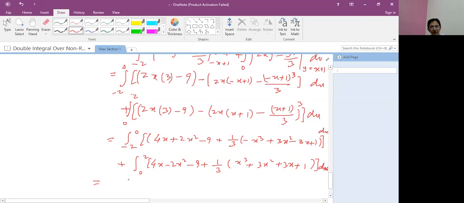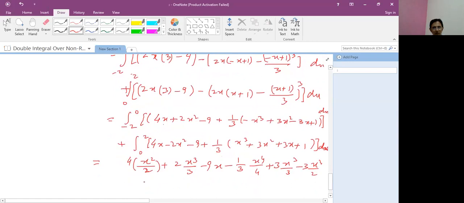if we integrate the first function, it is 4 times x²/2, plus 2 times x³/3, minus 9x, plus 1/3 times (-x⁴/4 + x³ - 3x²/2 + x). This is for the first integral. In the next step, we will apply the limit -2 to 0.